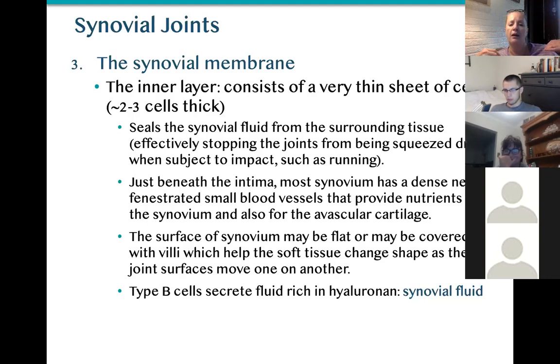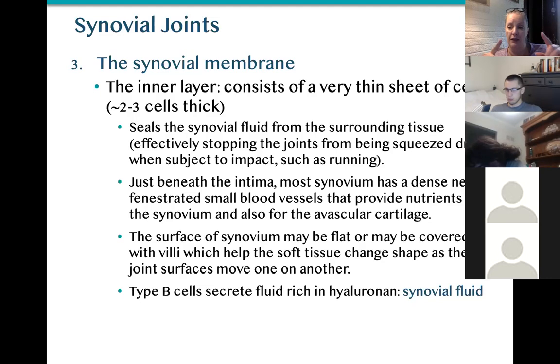All right. Now, just beneath the intima of all this synovium, you're going to have some fenestrated blood vessels. Fenestrated means they have a lot of little gaps in them, and those little gaps will allow the blood to leak out some of the nutrients that the whole joint capsule needs, okay? And this is going to provide the nutrients throughout that synovial fluid for things like the articular cartilage that has no other way of getting nutrition except through all that synovial fluid that's going to be bathing it.